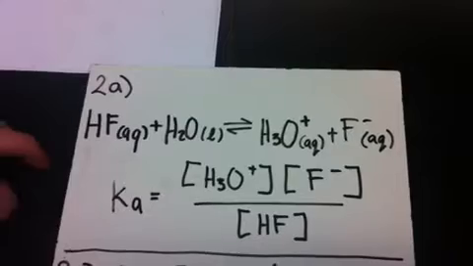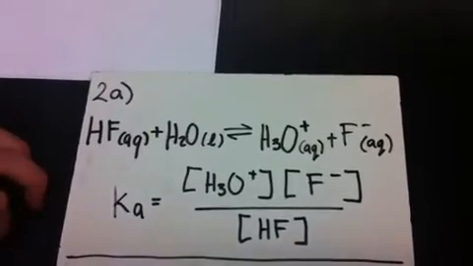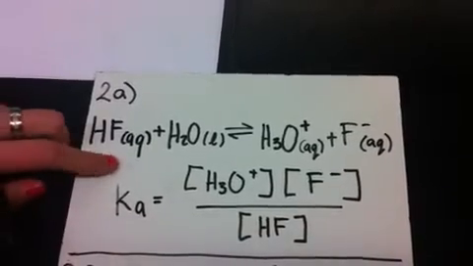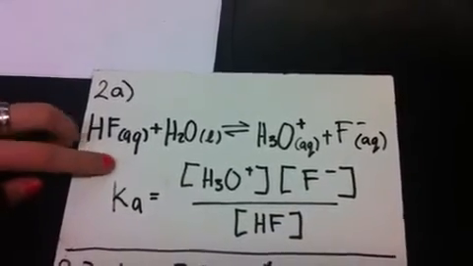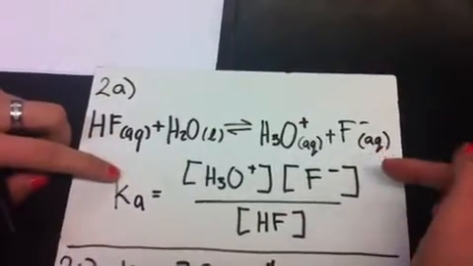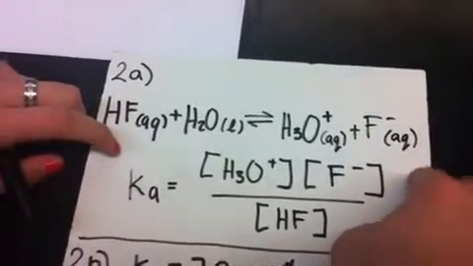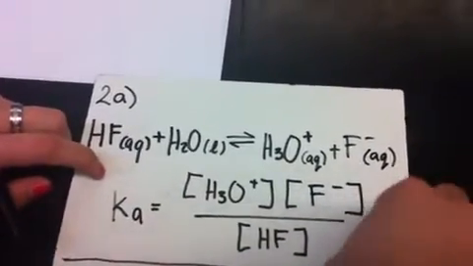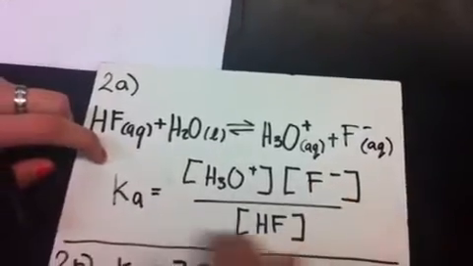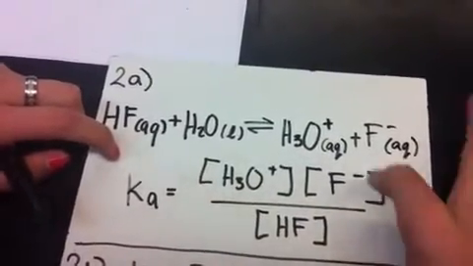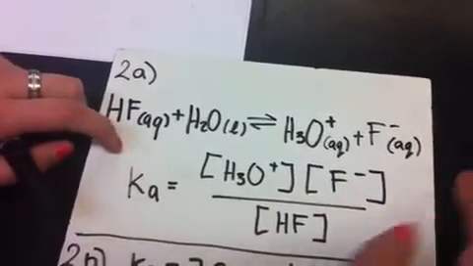So for 2a, they asked for us to give the equilibrium constant expression for the dissociation of HF in water. So first we wrote out the chemical equation, and we got that your reaction ends in a hydronium ion and a fluoride ion. So then, to get your equilibrium expression, you put your products over your reactants. So because H2O is a liquid, it won't be on the bottom, but you will have hydronium ion, fluoride, and HF.